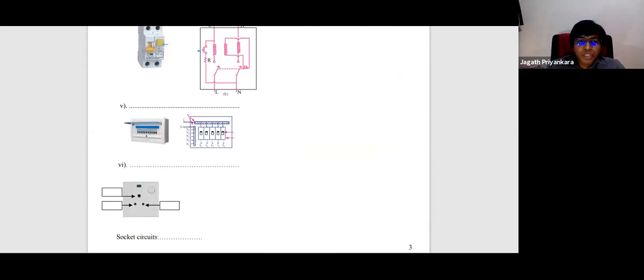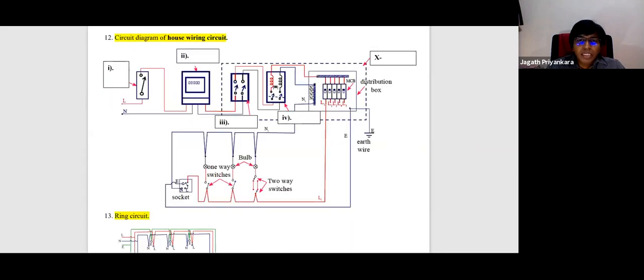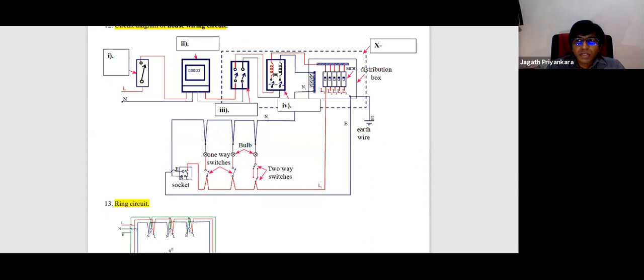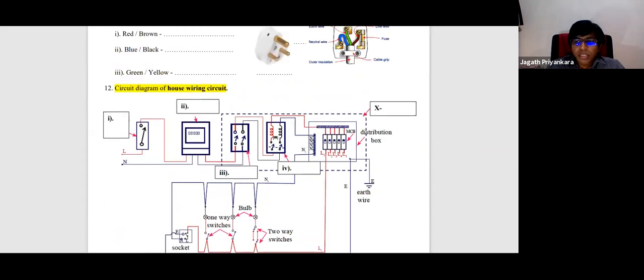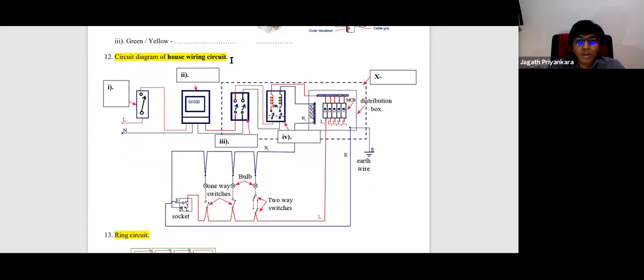Page number 4, the last part, house wiring circuit. So this is the entire diagram, the house wiring circuit, the order of connecting. So again, you can label them 1, 2, 3, 4. Right. So let's see number 1 here. It's connected to the live wire. That is actually the main fuse or the overload circuit breaker. Right? Overload circuit breaker. After that, you have the electric meter.